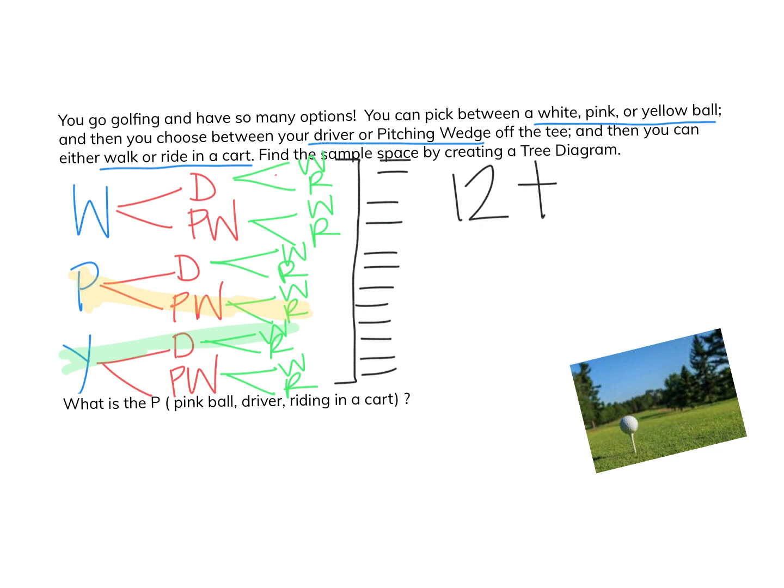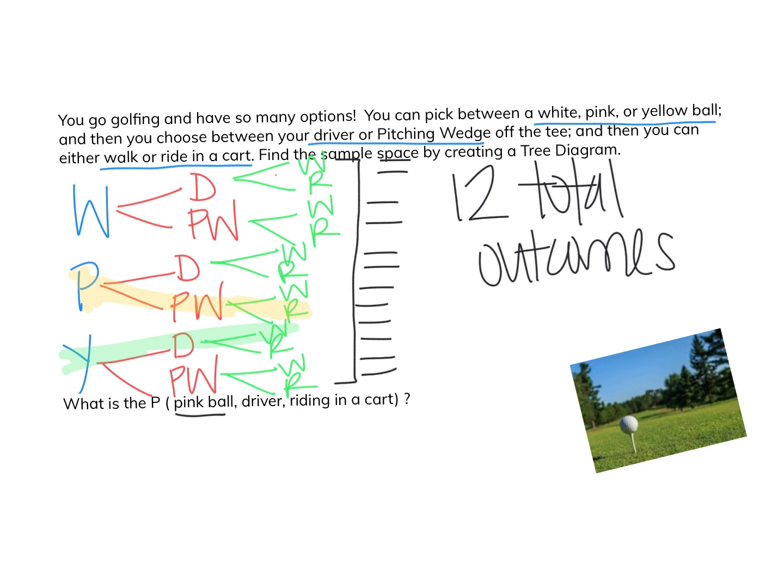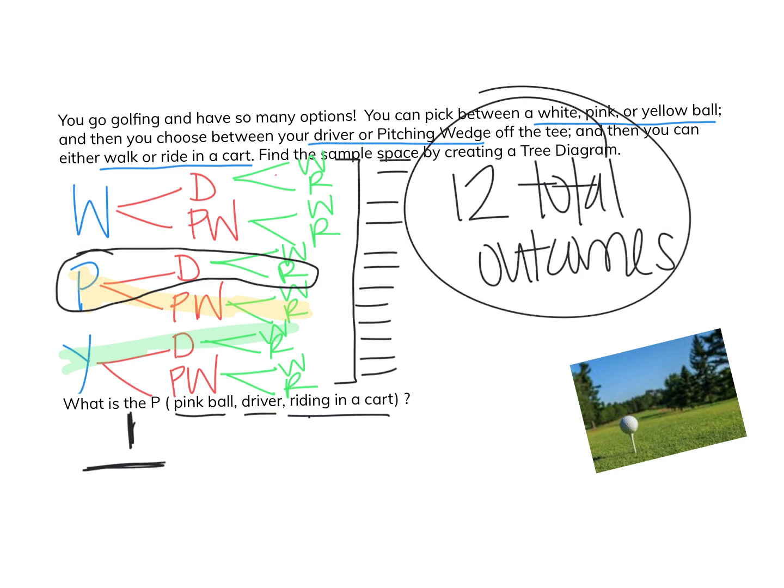So 12 total outcomes or options from the choices that we can pick. Then it says, what is the probability of picking a pink ball using your driver riding in a cart? So pink ball, driver, riding in a cart is right there. That's one of my outcomes, just one, right? So that would be 1 over the total number of outcomes, which I just said was 12. So the probability of that would be 1/12.